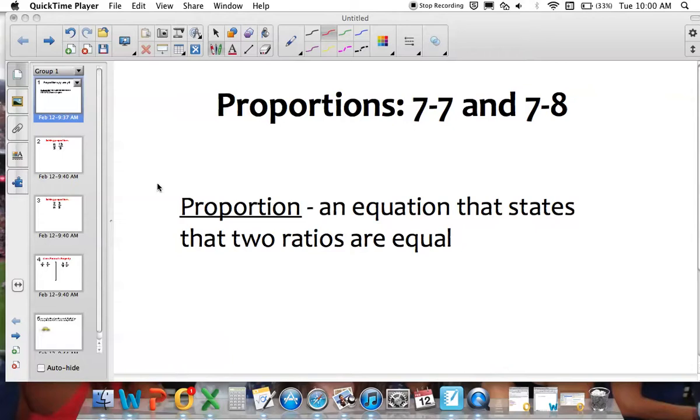This is a quick recording about proportions, which is located in section 7.7 and 7.8 in your textbook. We've already studied a ratio. A ratio is a comparison between two things, often represented by a fraction. Now, a proportion is just an extension on that. It's a statement of equality between two ratios. So it's an equation that states that two ratios are equal or exactly the same.